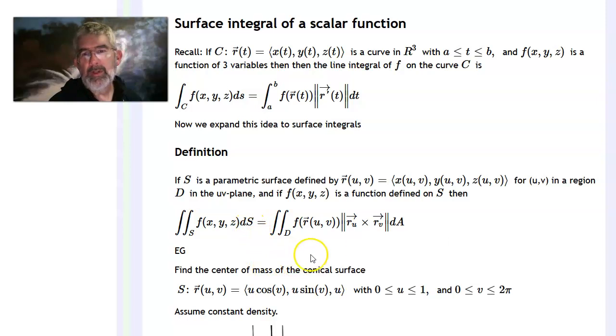Okay, and when we convert that into u's and v's, it looks like this. So this is the double integral over D of f of r of u comma v times, and remember that little surface area element was the length of the cross product of the partial of r with respect to u and the partial of r with respect to v. So you've got to find those two partial derivatives of the parametric function, and then cross them, take the length of that, and then you're going to multiply it by du dv or dv du, depending on which order you want to integrate.